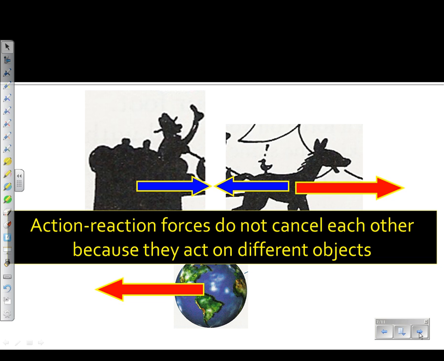Let me wrap this up real quick. We've already established the fact that action-reaction forces will not cancel each other because they act on different objects. We will look at applications of this both conceptually and in problem form on Monday. We'll watch the video on Tuesday, test on Wednesday.